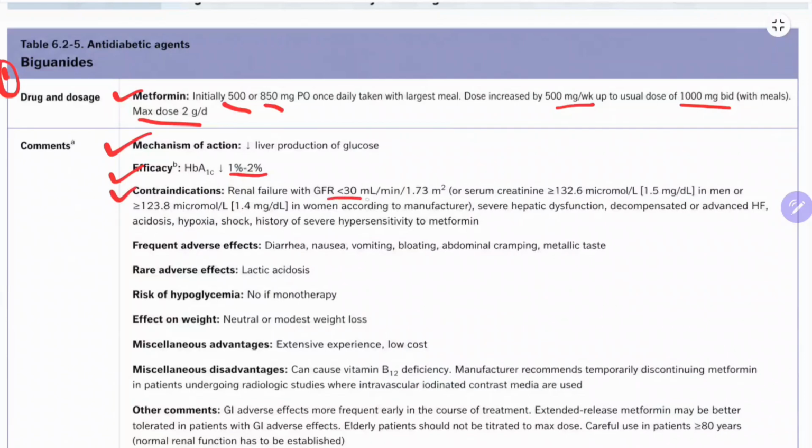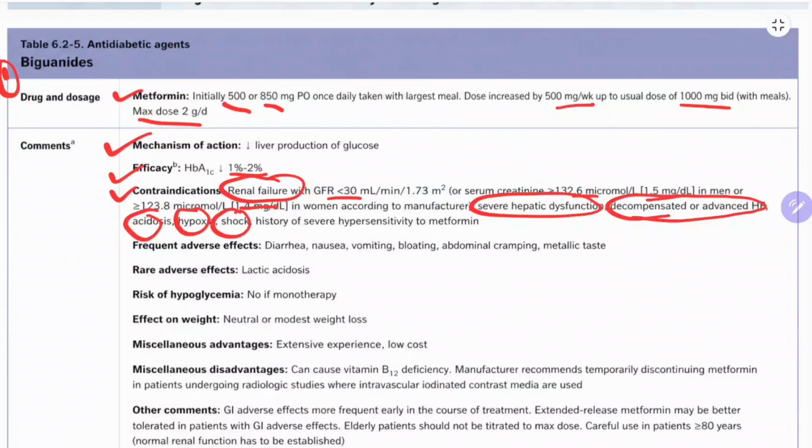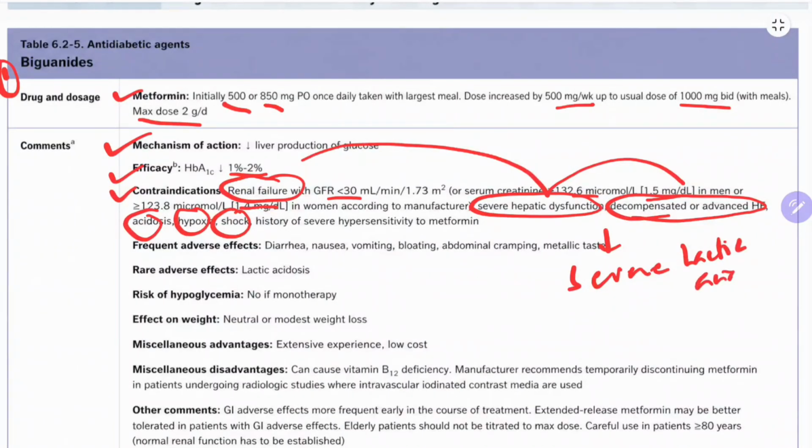Contraindications are renal failure, eGFR less than 30, that is a contraindication. Or in terms of creatinine, more than 1.5 in men or 1.4 in women is a contraindication. Or severe hepatic dysfunction, second contraindication. Or decompensated or advanced heart failure, acidosis, hypoxia, shock. Why is it contraindicated in these conditions? Because there is a risk of severe lactic acidosis. This is also known as MALA. What is MALA? Metformin-associated lactic acidosis is known as MALA.